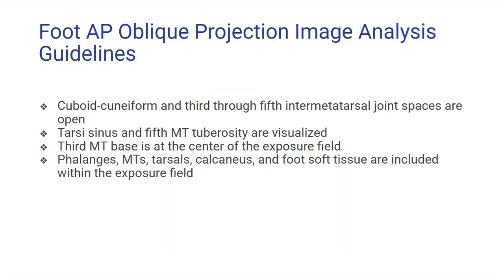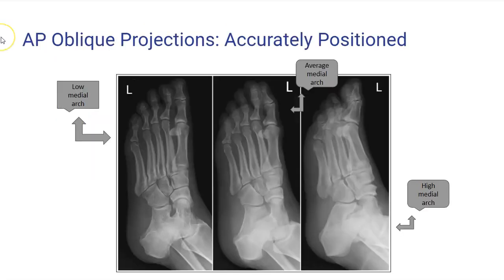Here are those guidelines for your review. In an AP oblique foot projection, the degree of foot obliquity required to open the cuboid cuneiform and the 2nd through 5th intermetatarsal joint spaces depends on the height of the medial longitudinal arch. Higher arches will require more obliquity, while lower arches require less obliquity. With that being said, how do we determine the appropriate obliquity?